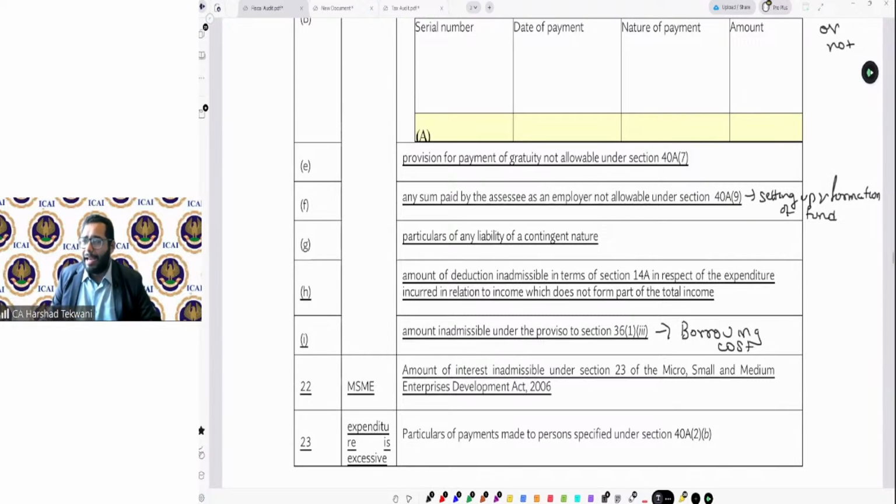Now, this interest is calculated from the due date by which the buyer was supposed to pay. It is also paid at the rate which is prescribed by the Act itself. So section 23 of the MSME Act requires the buyer to pay this particular interest, and accordingly, if it is inadmissible, it will be reported over here.